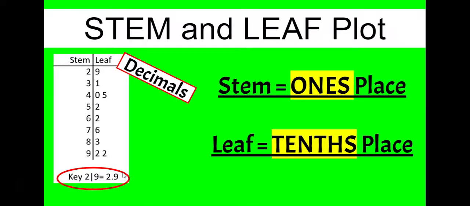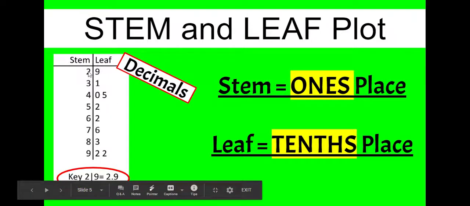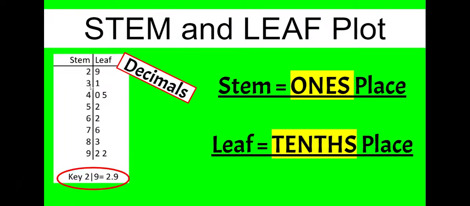That's why the key is the first thing you need to look at. No matter what type of information they're wanting you to answer, you need to understand that the key is going to tell you how to read it. So you would read this as 2 and 9/10, because that's what the key tells me, 3 and 1/10, 4 and 0/10, 4 and 5/10, 5 and 2/10, 6 and 2/10, and you could continue down.